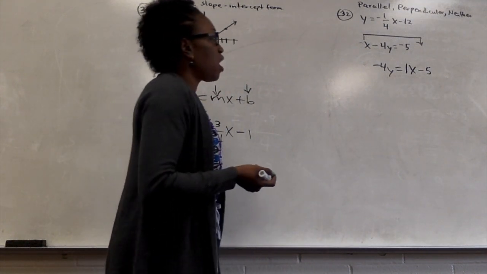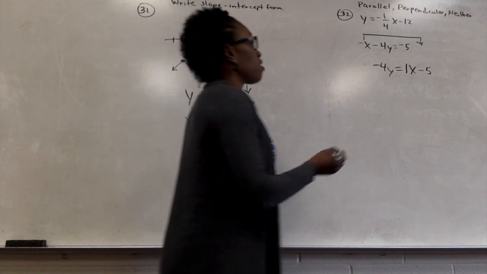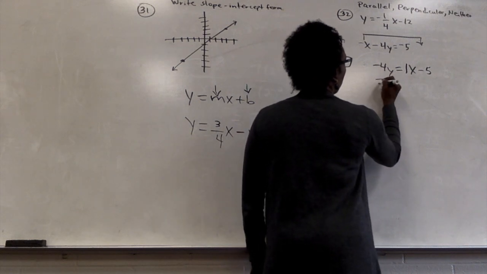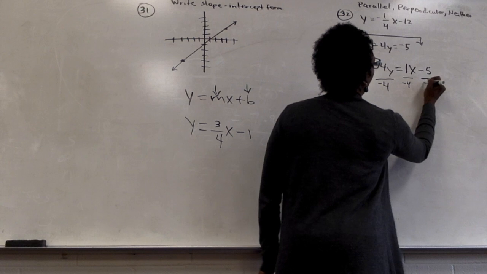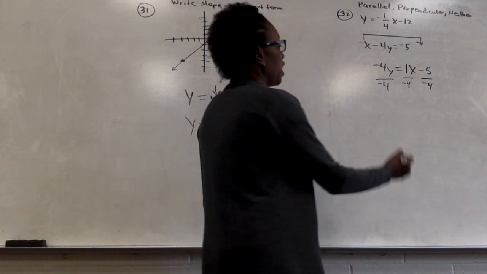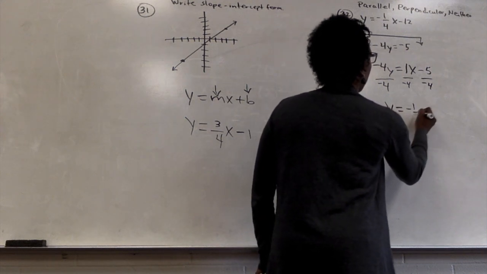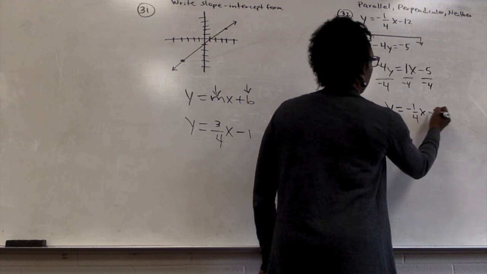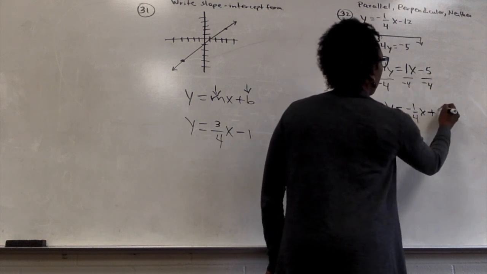I have negative 4y, but I'm trying to solve for y, so that means I must divide all the parts by negative 4. All 3 terms by that number. And now when I simplify this, now I have negative 1/4 x, and 2 negatives here on this fraction make a positive 5.